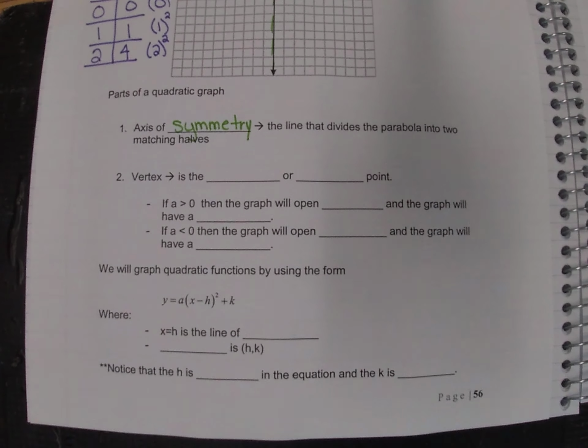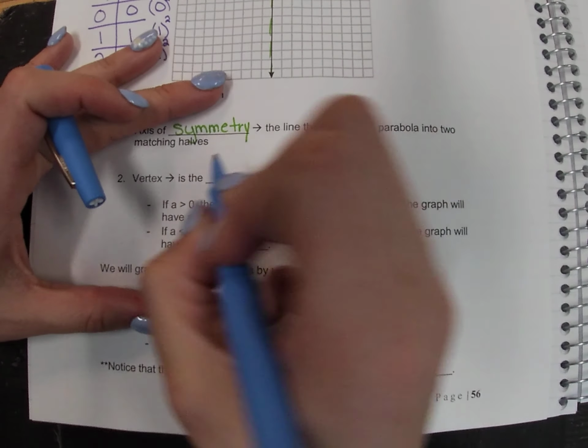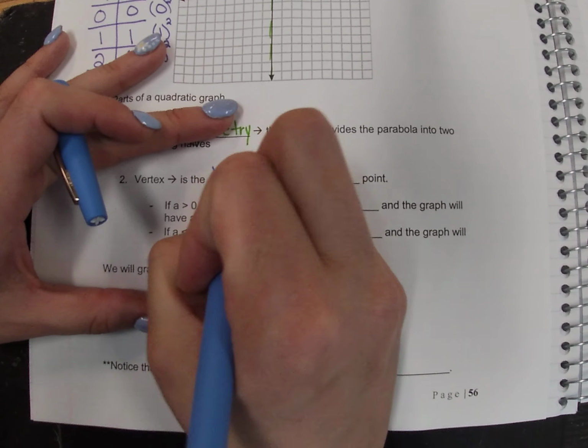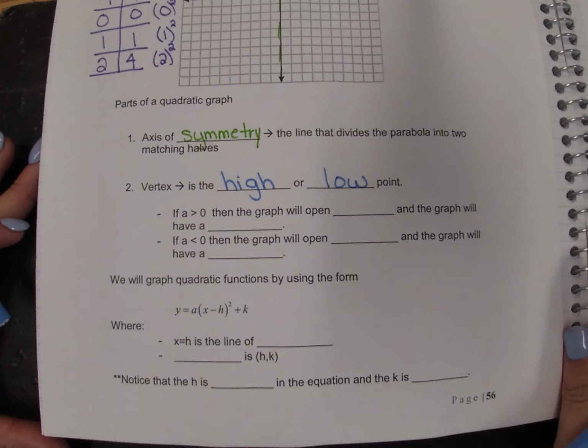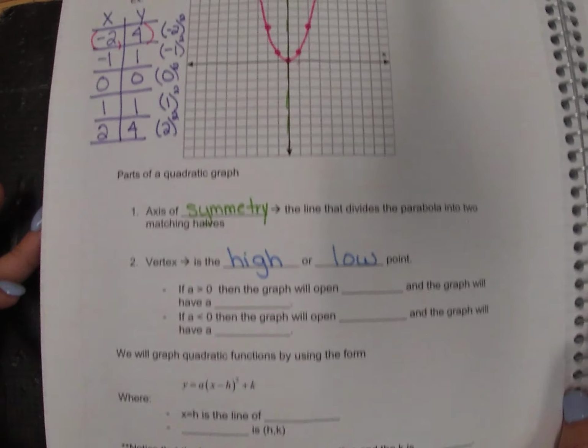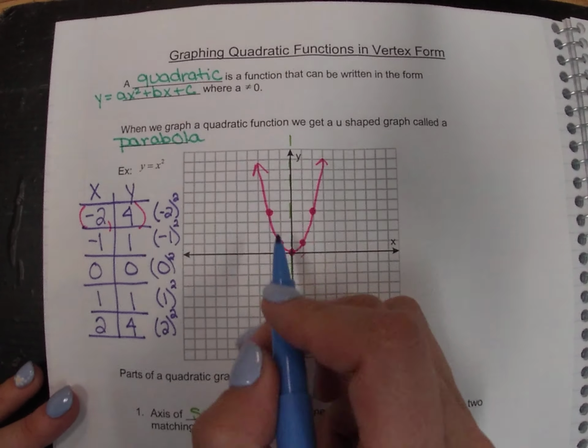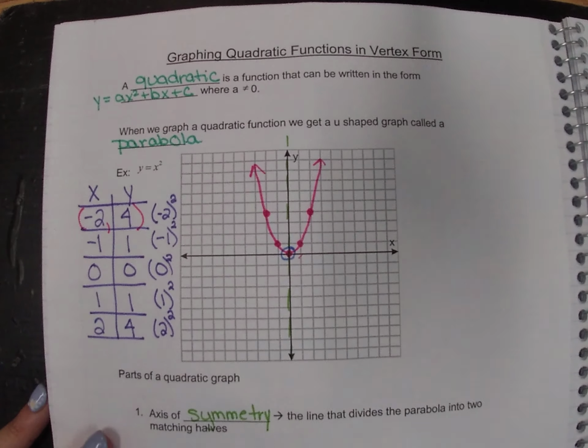Okay, a parabola also has what we call a vertex. The vertex is going to be the high or the low point on a parabola. So if we look at this parabola up here, our low point that we have right here is here. So this is our vertex.